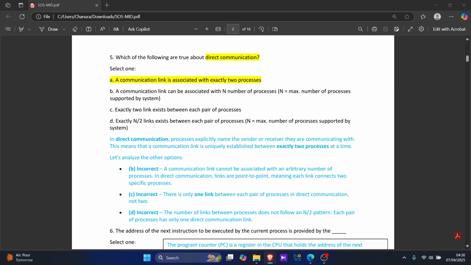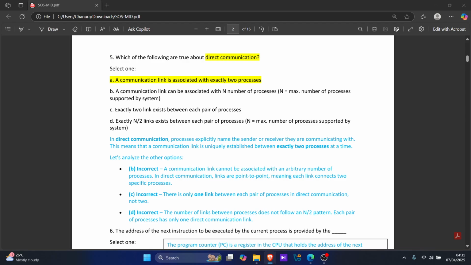Okay, let's try to figure out which of the options about direct communication is correct. The question gives 4 options, A, B, C, D. First, I remember that direct communication involves processes explicitly naming each other when they communicate. So when a process sends a message, it has to specify exactly which process it's sending to, and similarly, the receiver has to specify who it's receiving from. That makes me think that the communication link is between 2 specific processes.